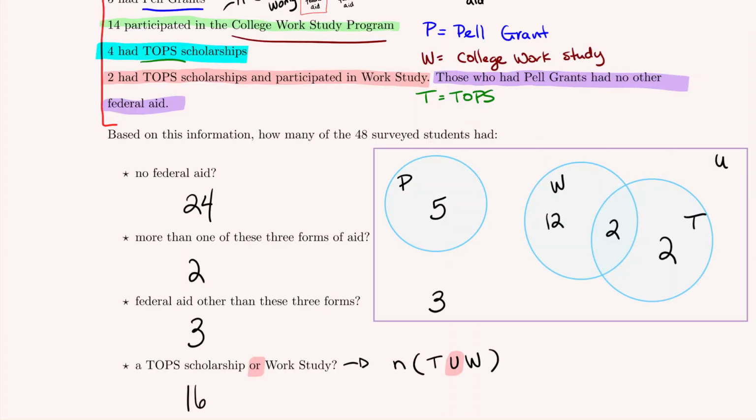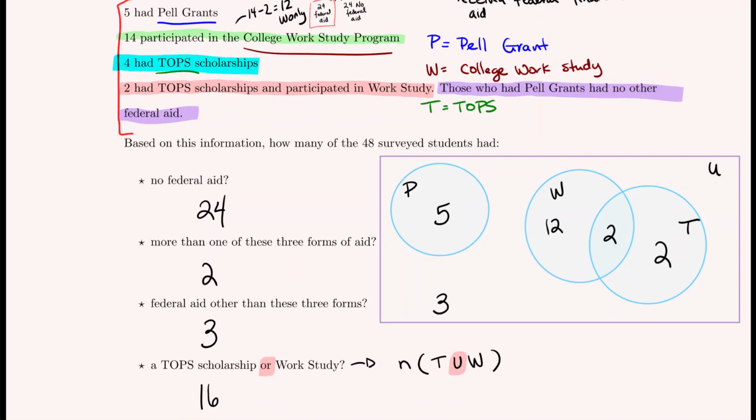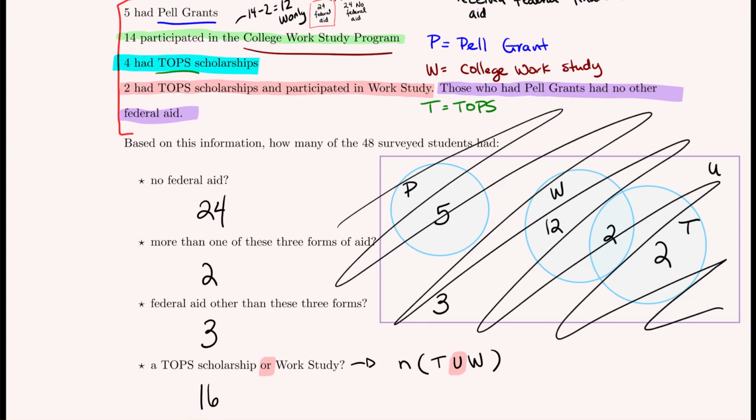Now briefly, if I had not drawn my Venn diagram and I was just basing my answer on the original survey information, so pretend we did not have this information. How would you have answered if you were just looking here, TOPS or work study? Probably students would have often made the mistake of saying 18, 14 plus 4.